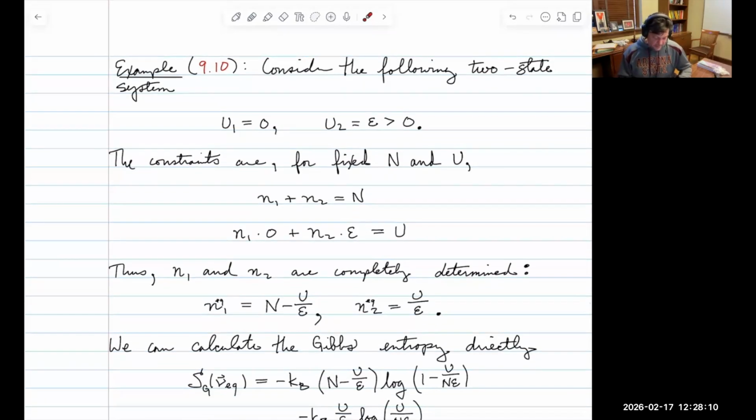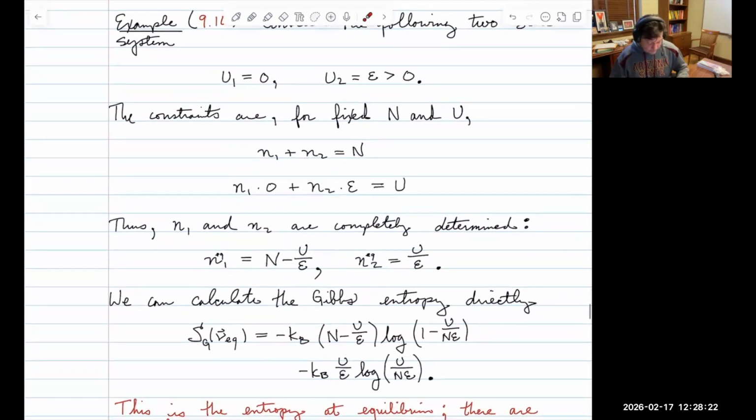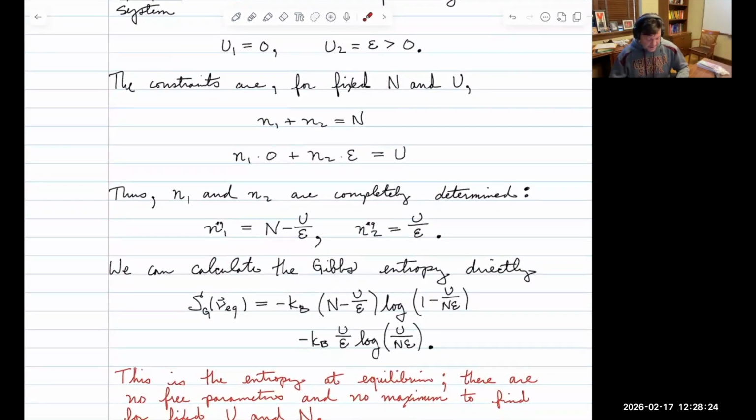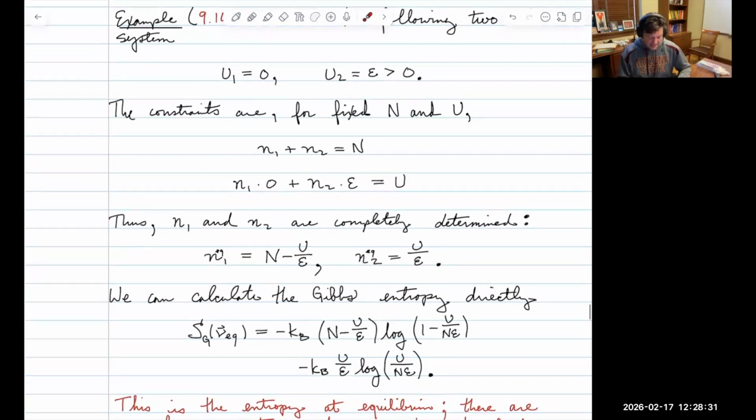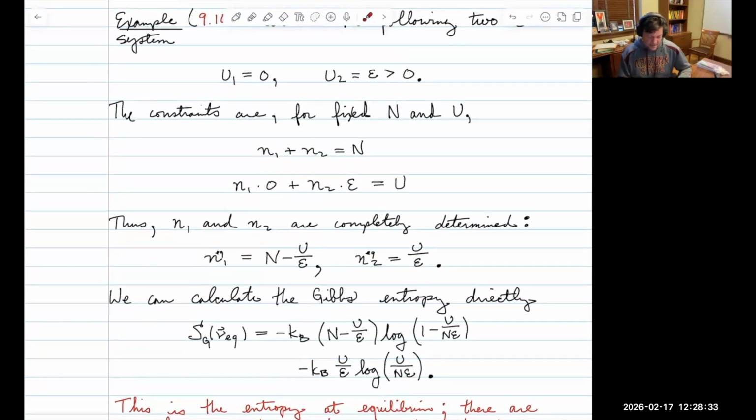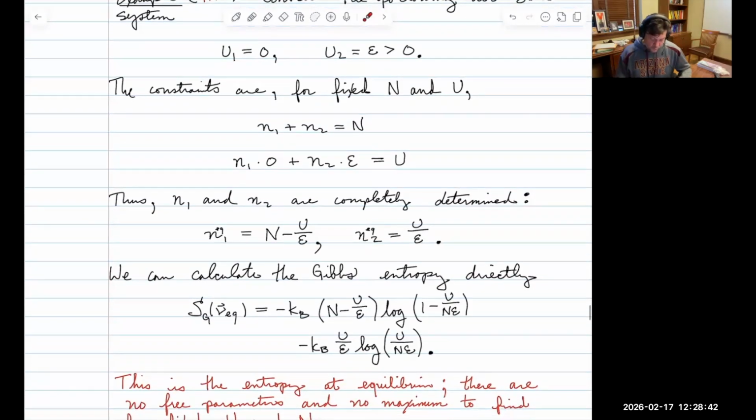So let's consider the following two-state system. U1 is equal to 0, so that's easy. And U2 is equal to some small, well, it doesn't have to be small, just some positive number epsilon. Okay, so the constraints are we have a fixed number of particles n and a fixed total energy u. If you tell me right away that the energy levels are u equals 0 and u equals epsilon, again, epsilon is positive, not necessarily small, then what do we have here?